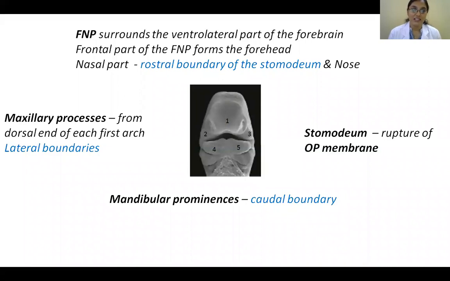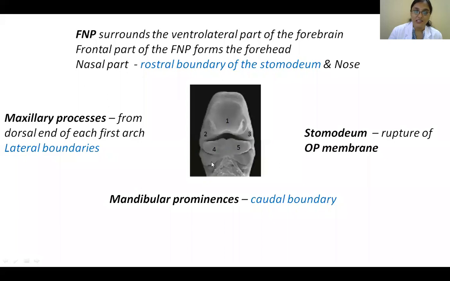The first one is the maxillary process. You can see they are coming from the dorsal end of the arch. So this is the arch, the dorsal end, and from here a process comes, that is the maxillary process. And this remaining part is called the mandibular process. The maxillary processes form the lateral boundaries of this large mouth, the stomodium. So this is 2 and 3, the paired maxillary processes, which are the lateral boundaries of the stomodium. Then coming to the mandibular processes, you can see the 4 and 5 which I have labeled. These are the mandibular processes, and they form the caudal boundary of the stomodium.